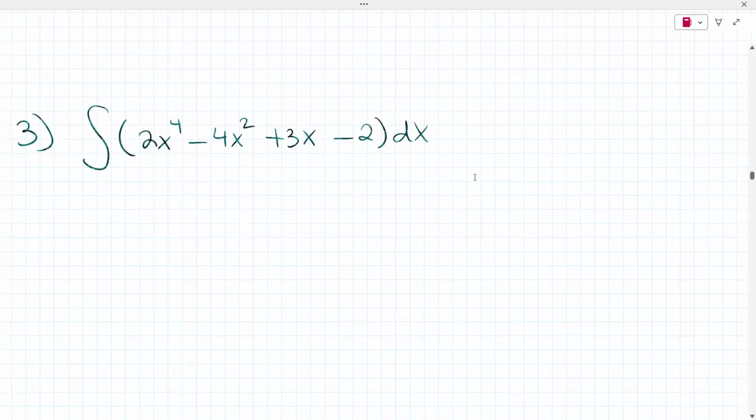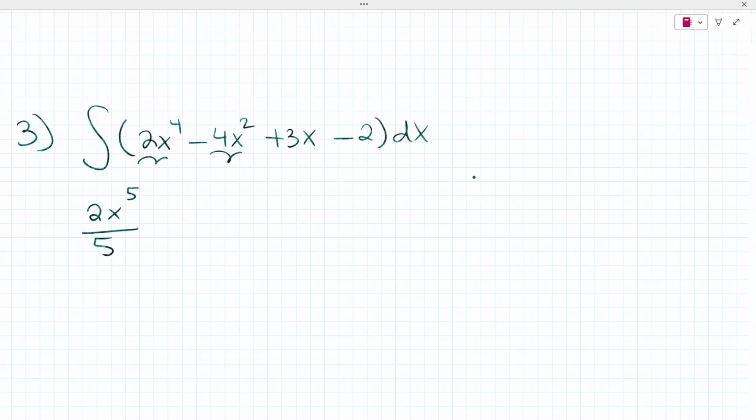So let's look at number 3. What is the integration of 2x^4 minus 4x squared plus 3x minus 2 dx? And it looks like we have no boundaries, so that means we will have to add a plus C. So yeah, this one's not too bad. You can just take the integral of each term. So what is the integration of 2x to the 4? Well, it's nothing fancy. It's add 1 to the power, so 4 plus 1 is 5, divided by that power.